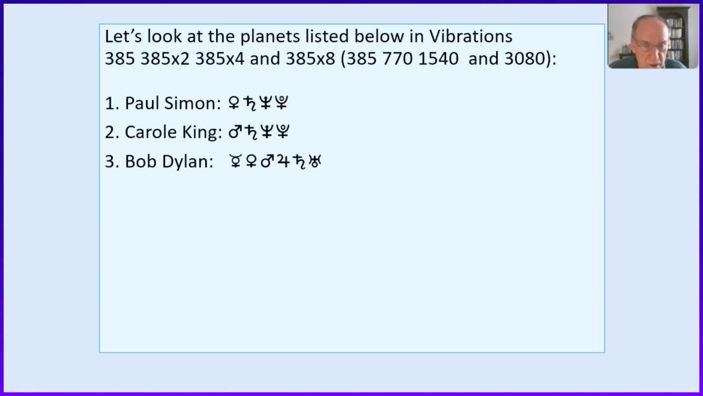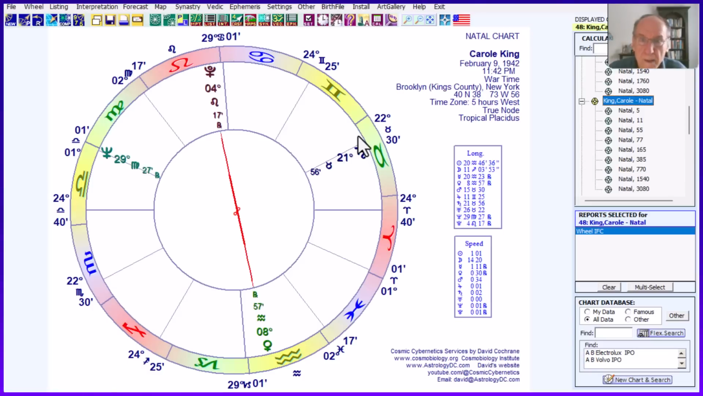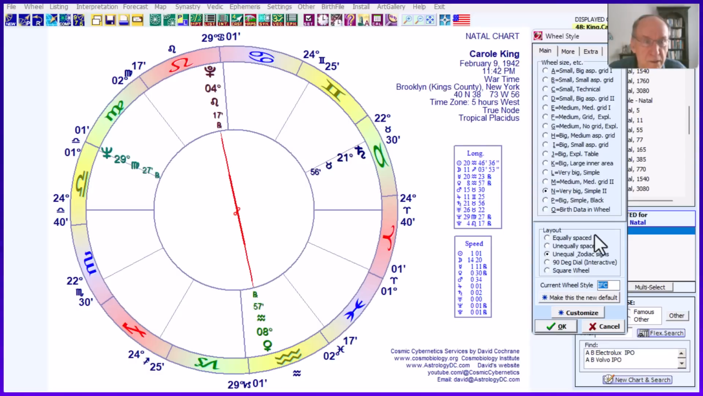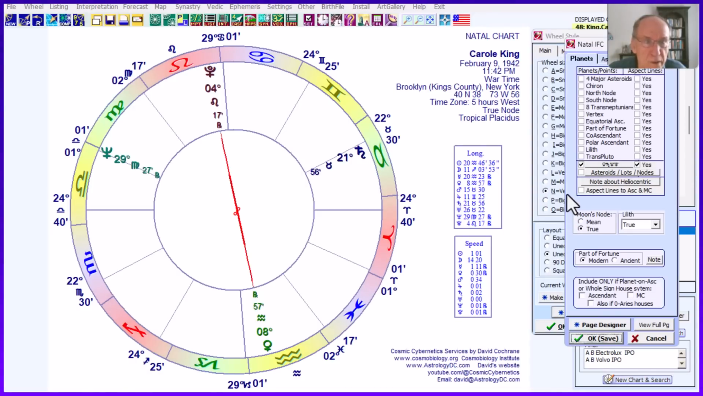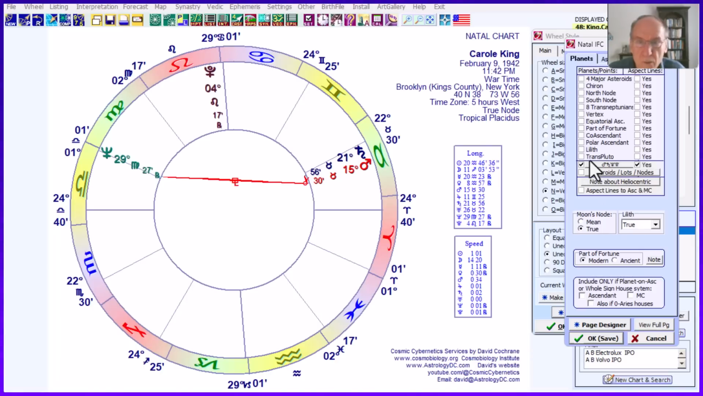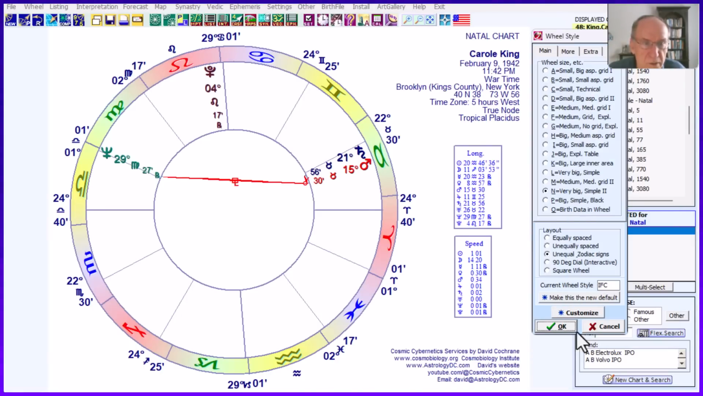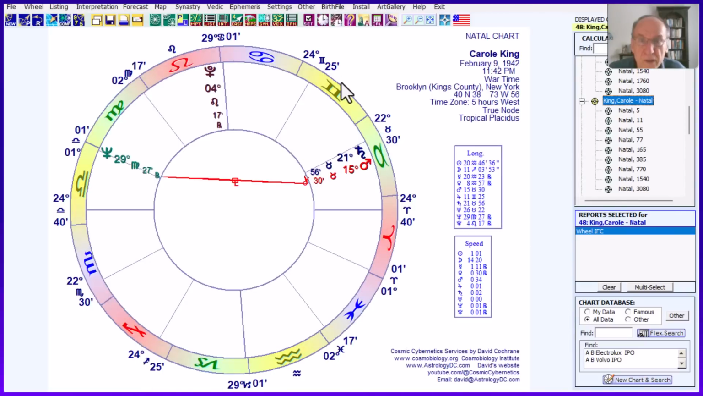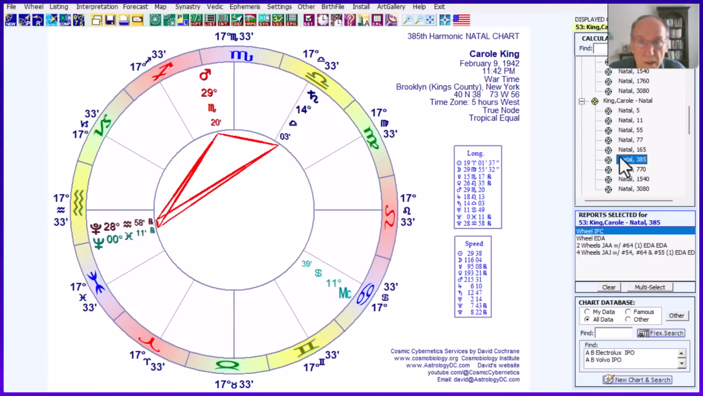Let's go back to the PowerPoint, and now I'm going to right-click and customize this wheel, and instead of Venus, I want to put Mars. I've taken out all the other planets so that we can see exactly what's going on here. This is Carole King's natal chart. Let's go to her 385 vibe. There it is.